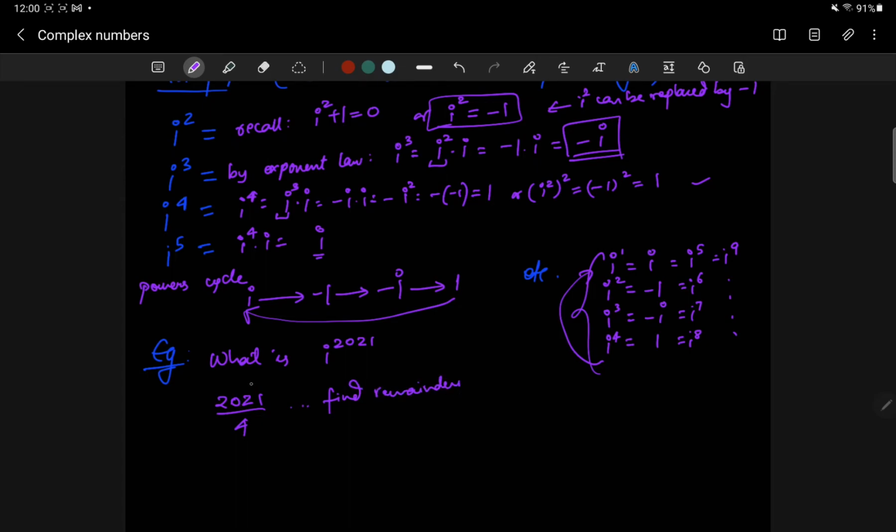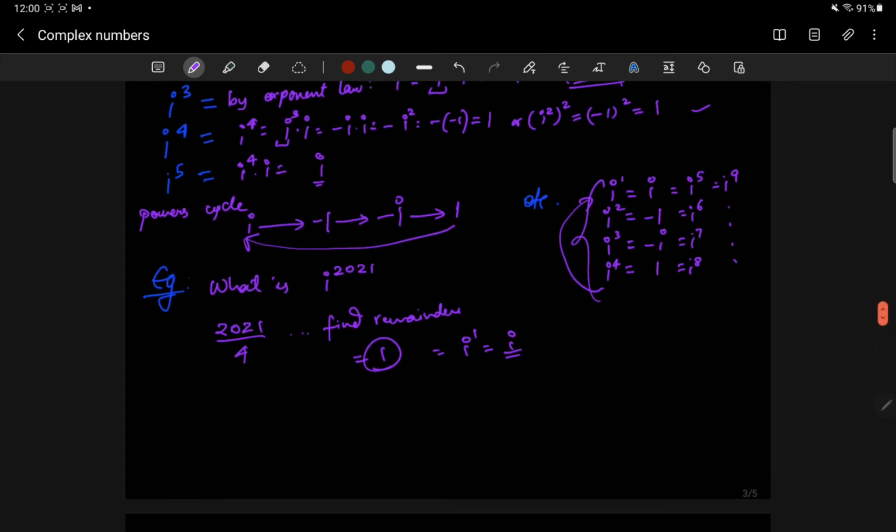Now 2020, being a leap year, was divisible by 4. So the remainder here is 1. If the remainder is 1, then it equals i to the 1, which is i. If the remainder is 0, then it equals i to the 4, which is 1. Right? Because if it's divisible by 4, that means it's i to some fourth power, so it is 1.